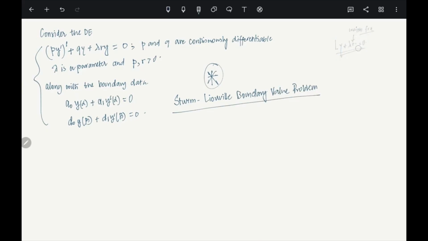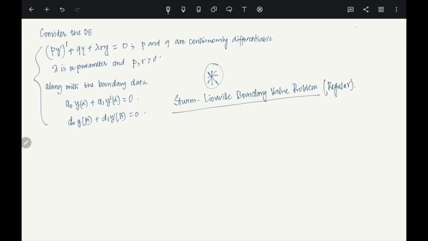Generally speaking, we also like to call it an eigenvalue problem. Please remember, this is the data which we have considered: p, q, and the interval I is alpha beta. So this is of course a regular boundary value problem. It is also called a regular Sturm Liouville boundary value problem, because this is regular boundary data. This we already know.